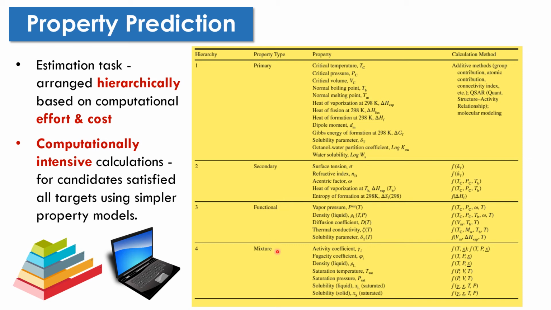So by doing it hierarchically, in terms of the estimation task, we can remove those candidates which do not satisfy the constraint, and we can focus the computationally intensive calculation only on those candidates which have satisfied all the previous constraints. Okay, so that is why it is important for us to perform the task hierarchically.